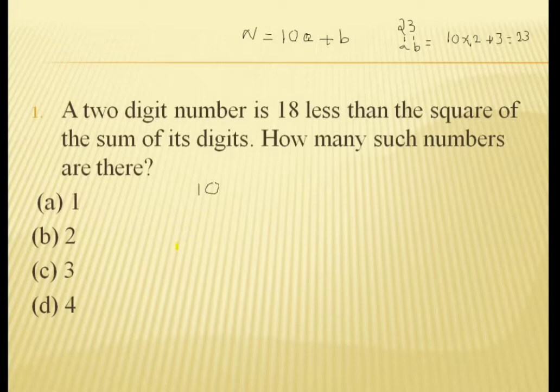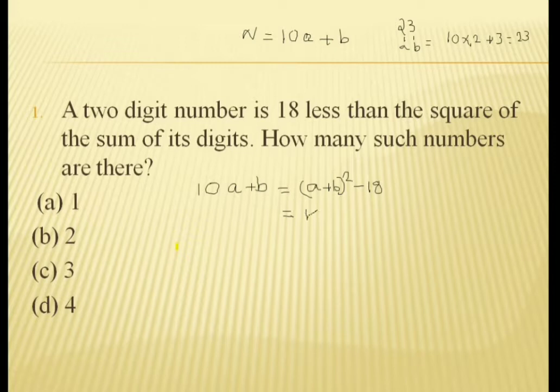So it is given in the question. The condition: the two-digit number, that is 10a plus b, is 18 less than the square of the sum of its digits. Square of the sum of its digits means (a plus b) the whole square. So 10a plus b is equal to (a plus b) the whole square minus 18.